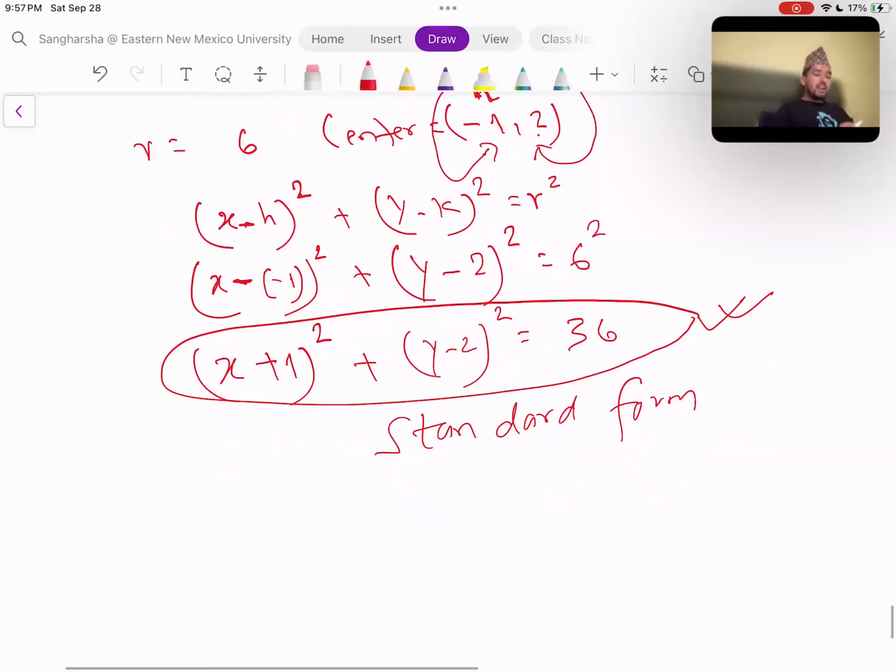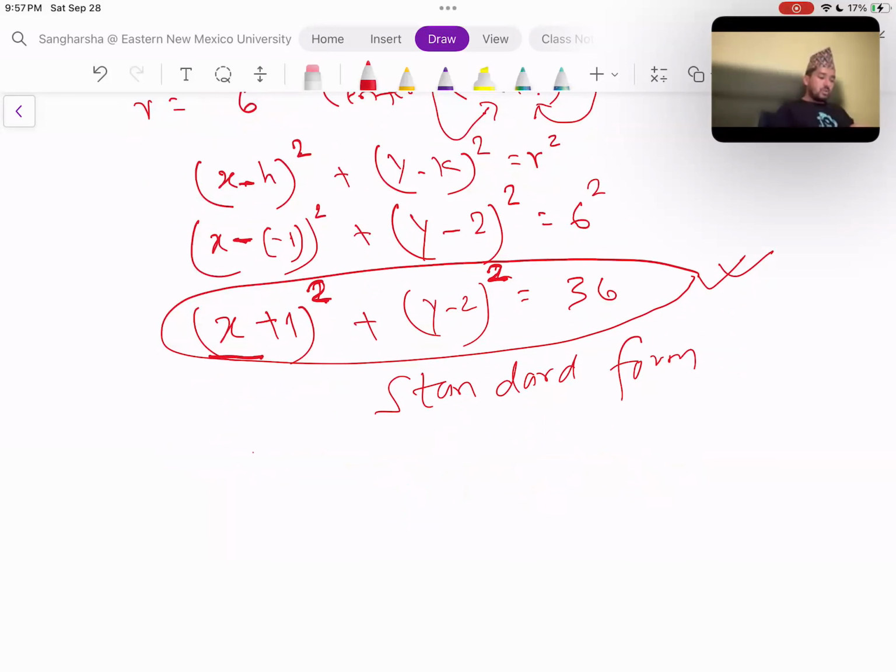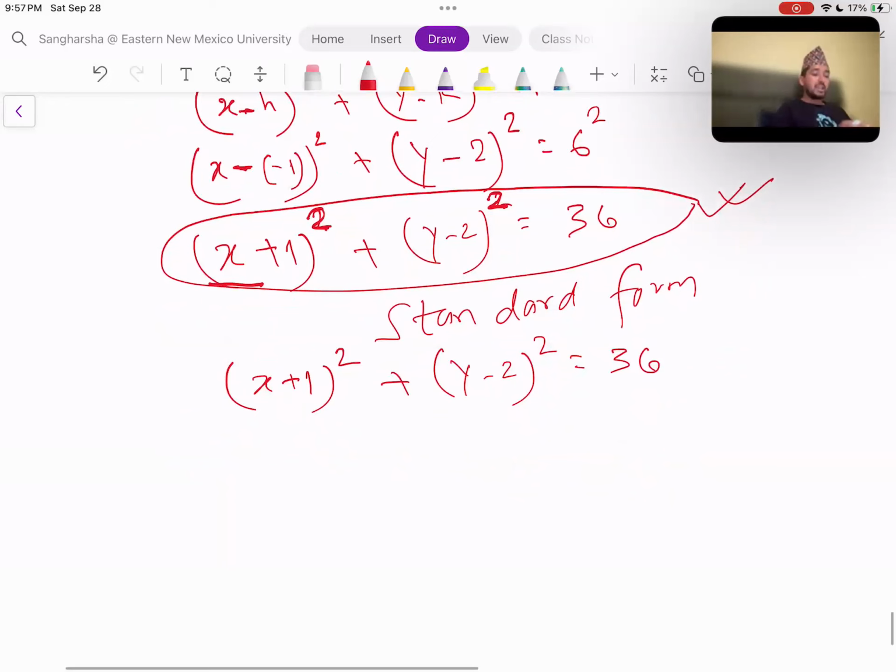Finding a general form means you are simplifying this. You are getting rid of the squares, you are going to simplify more. That is the general form. Now let me write this equation one more time: (x plus 1) squared plus (y minus 2) squared equals 36. So we're going to simplify it more, and that is our general form.